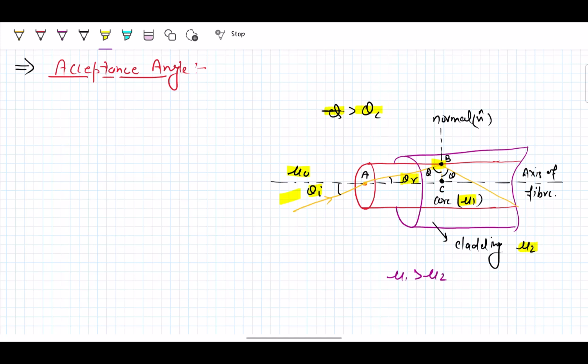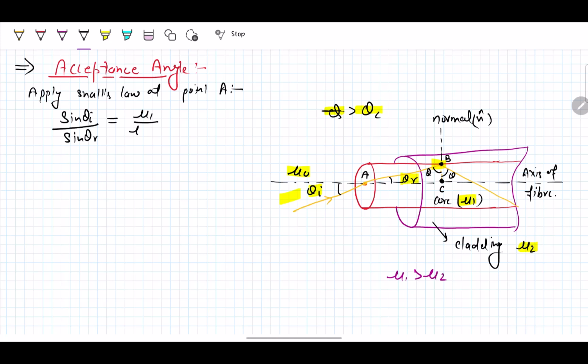So let's compute the incident angle theta I. At this point A, let's apply Snell's law. At point A, what we are getting is sine of theta I over sine of theta r is equal to mu1 over mu naught, right? And I am giving this equation number 1.